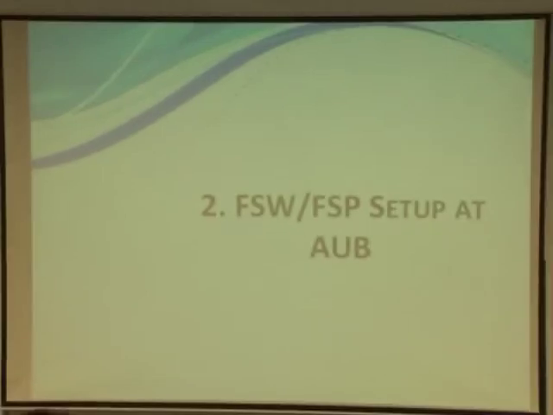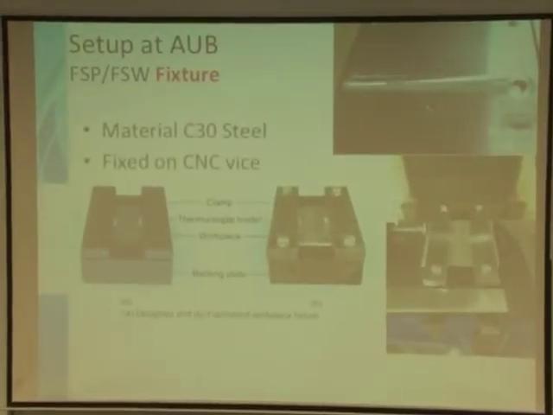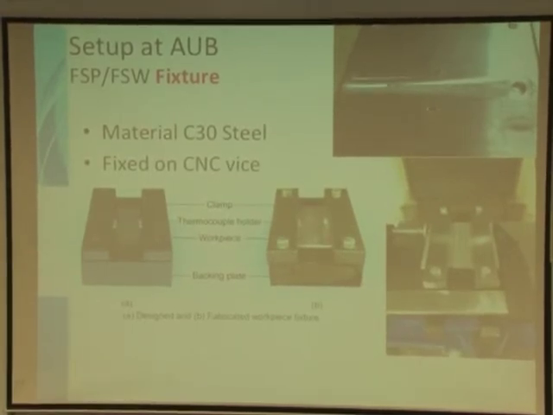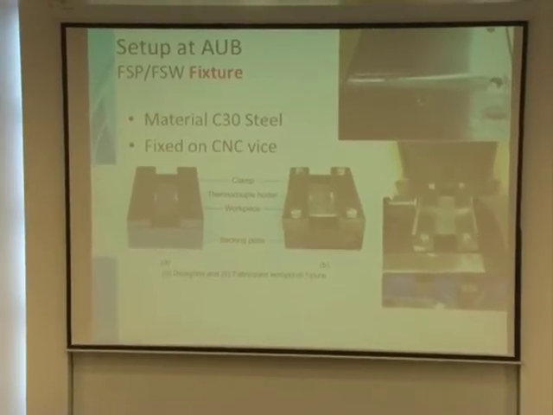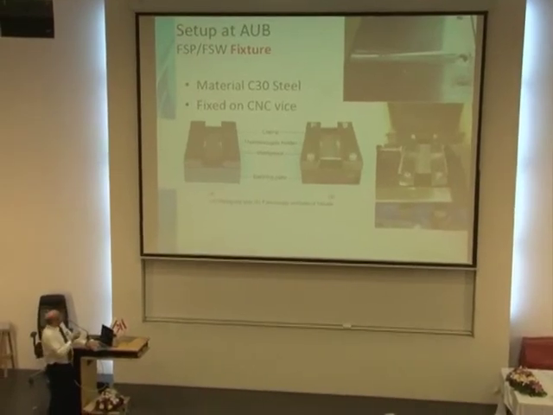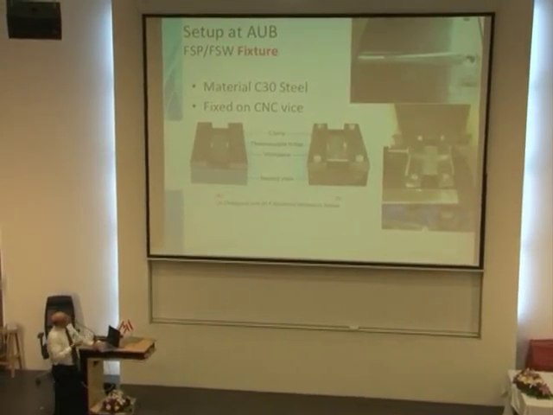So first, let me just talk about the actual setup at AUB. We spent about 2 or 3 years developing this whole thing. This is a CAD model of the fixture, a relatively simple fixture basically. This is the workpiece, and it has to be a very rigid fixture. There's no question about that because it has to take a lot of thrust force, as we said before. And if you do this correctly, then this is the setup, and this is a very typical resulting joint.